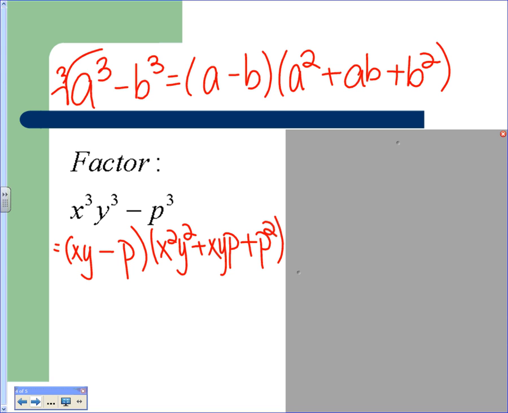Yeah, A and B, or X and Y. They put a lot of X's and Y's. That's why I've always used the A's and the B's.